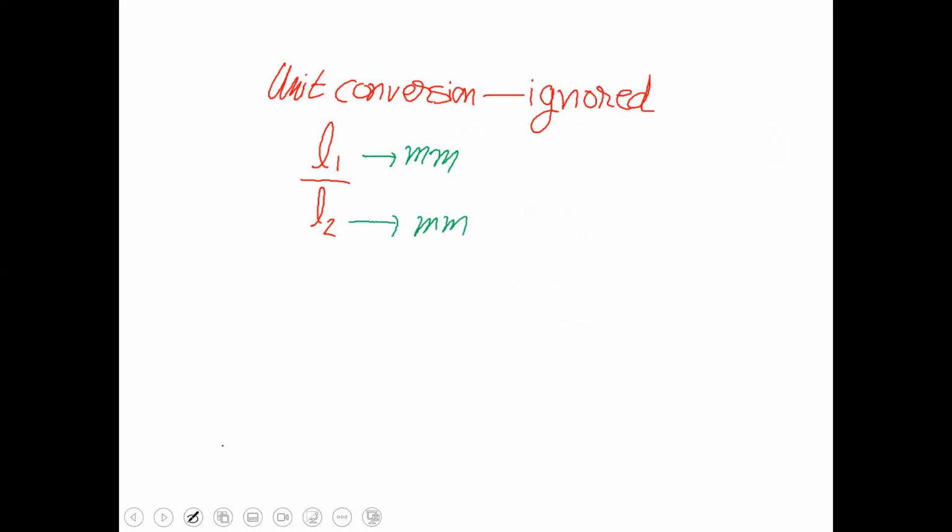In these ratio-based formulas, unit conversion can be ignored if the numerator is in millimeter and the denominator is also in millimeter. You can leave it. Normally, people think of converting to meter. That is right in normal cases. But in a ratio formula, you do not need to convert, it doesn't matter.